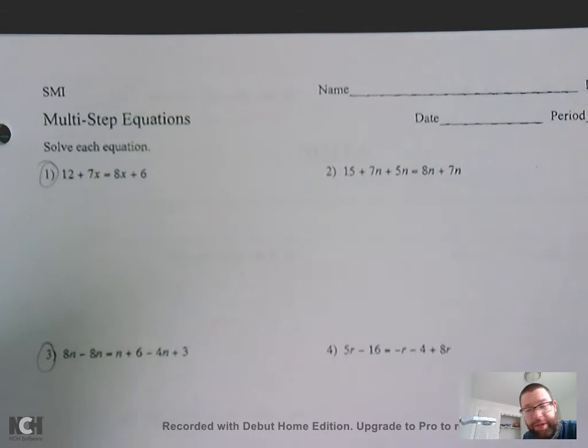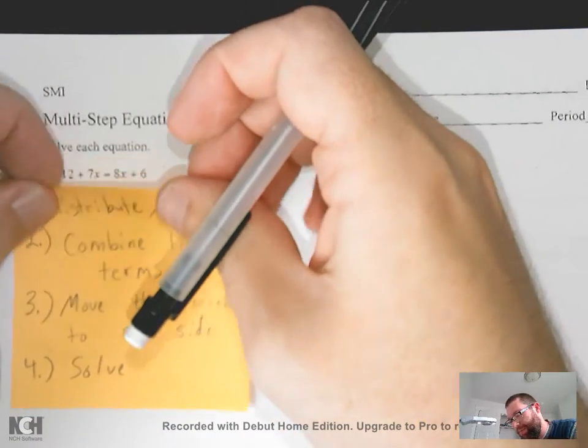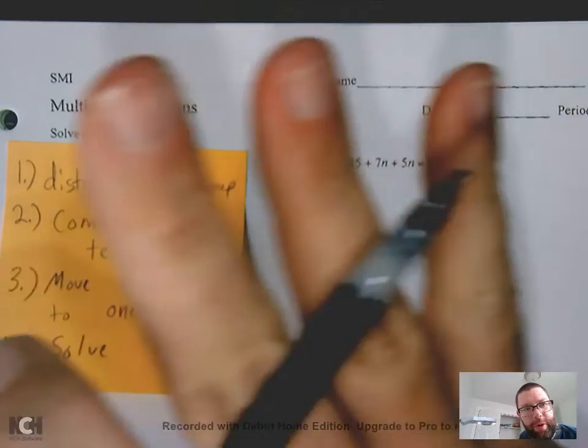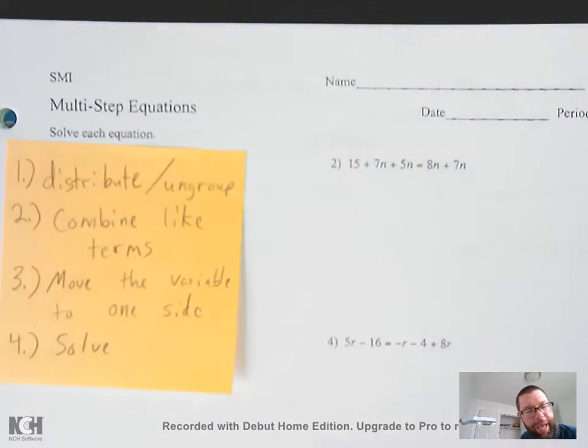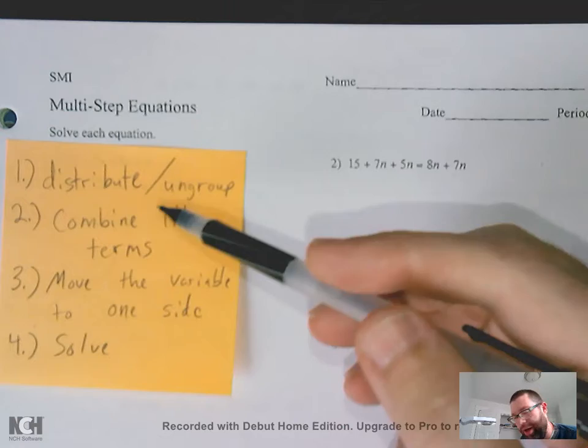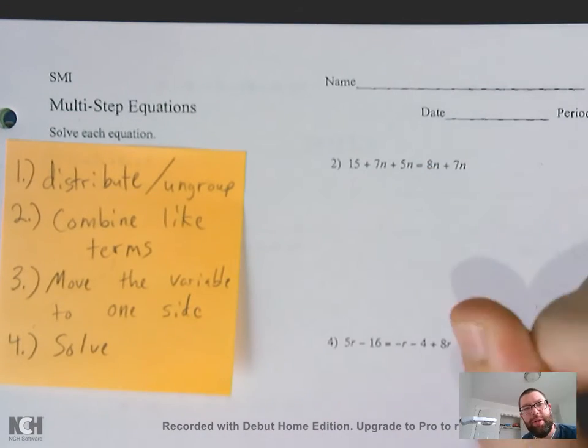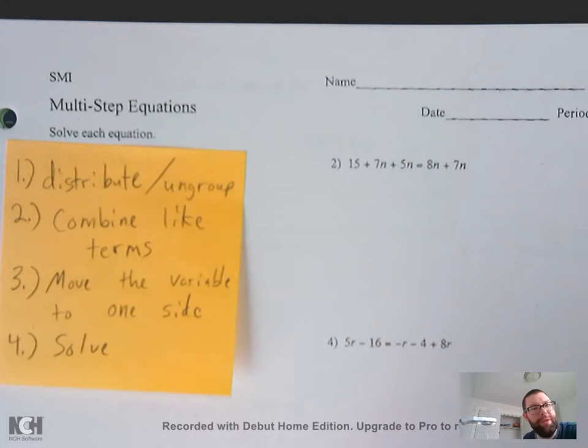In a previous video, I went over the steps for solving a multi-step equation. The four general steps we follow are to distribute first, if you can. If not, you move on to the next thing, or ungroup. Then combine like terms, which are the same type of terms on the same side of the equal sign. Then move the variable to one side. After that, you should be left with a two-step equation at most, so you just solve at that point.